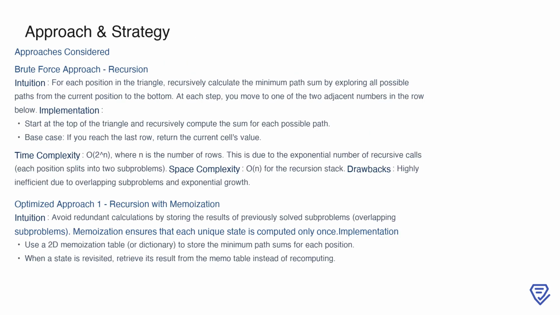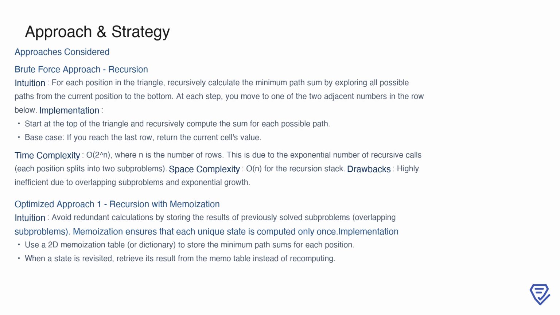To tackle the triangle problem, let's first consider a brute force approach using recursion. The intuition here is straightforward. Starting at the top of the triangle, we recursively explore all possible paths to the bottom by moving to one of the two adjacent numbers in the row below. At each step, we calculate the sum for the current path, and once we reach the last row, we return the value of the current cell as the base case.